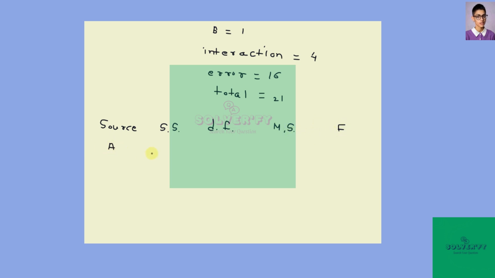For factor A, the sum of squares is equal to 80 and degrees of freedom is equal to 4. Therefore mean square is equal to 20. For factor B, the sum of squares is equal to 30 and degrees of freedom is equal to 1. Therefore MS is equal to 30. For interaction, we are given the sum of squares equal to 250 and degrees of freedom 4. Therefore mean square is equal to 62.5.